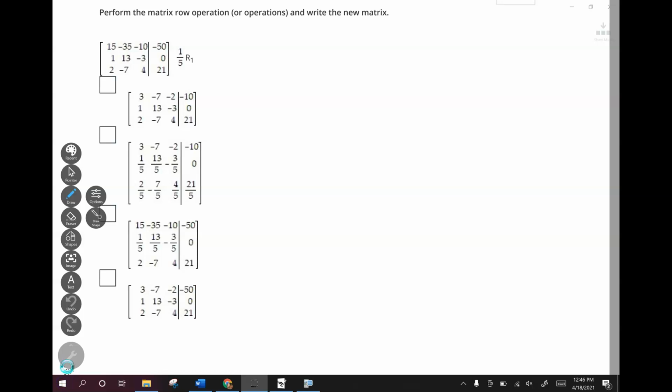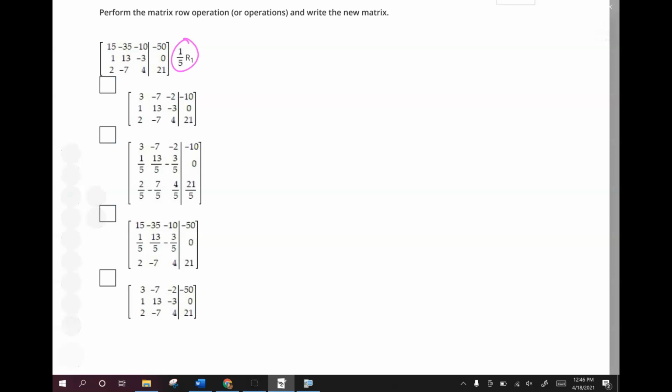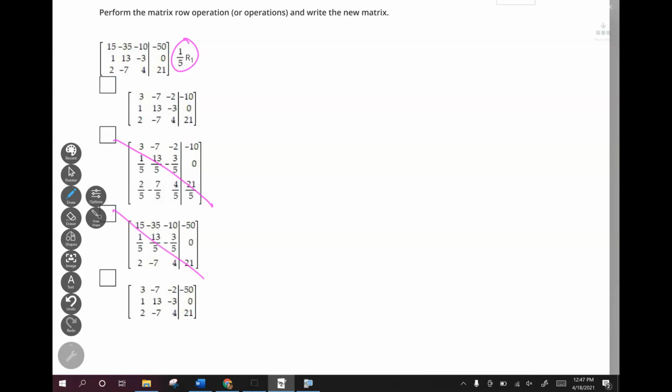Now getting into some row operations. So this one is asking you to multiply row 1 by 1/5. So the other two rows shouldn't change at all. The first row gets multiplied by 1/5. So we know this is not it because I can see that the other rows are changing. That one got row 2 multiplied by 1/5, so it's definitely not it. All right, so let's check and see what row 1 should be if I multiply the whole thing by 1/5. So I'm just taking that row and multiplying by 1/5.